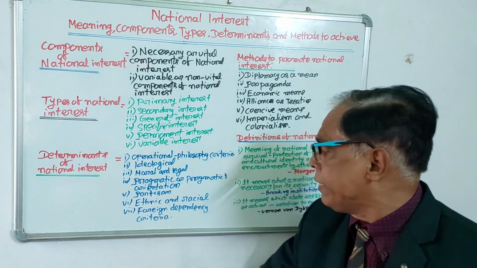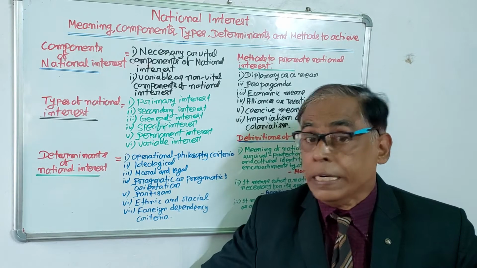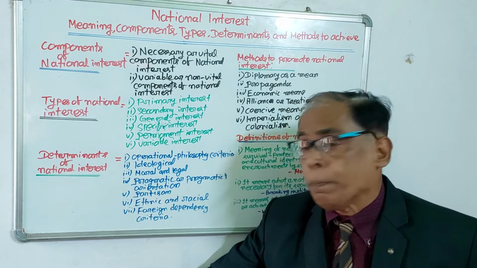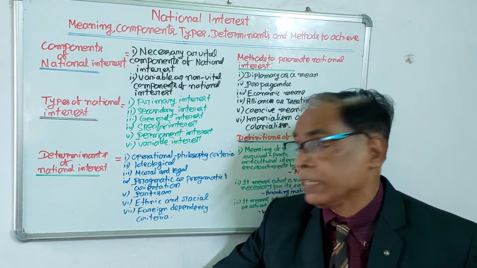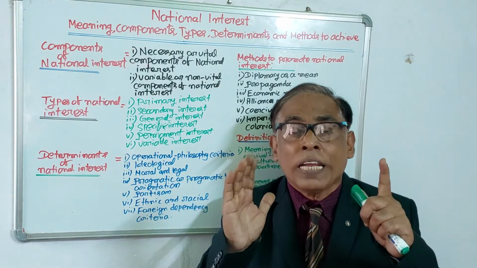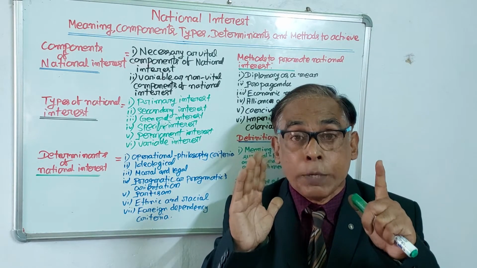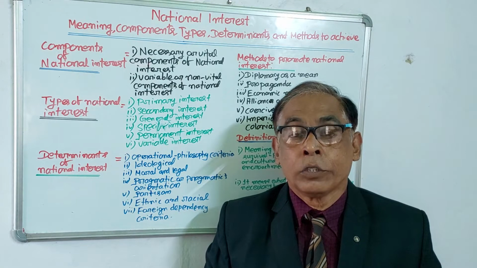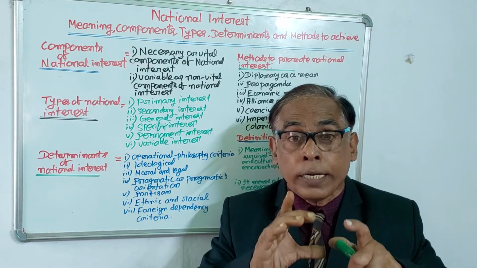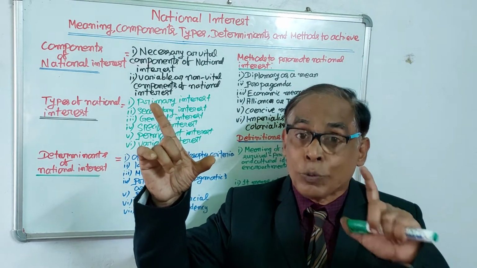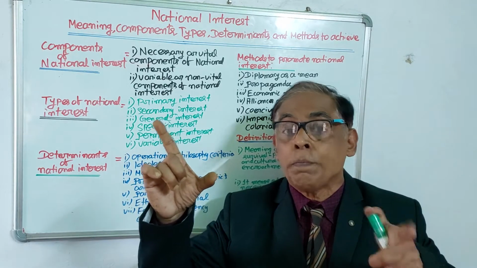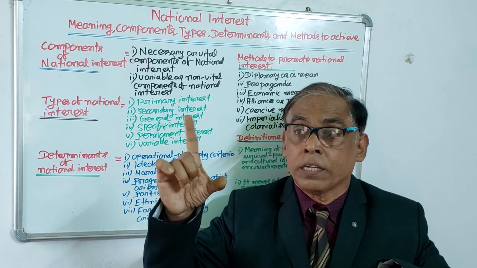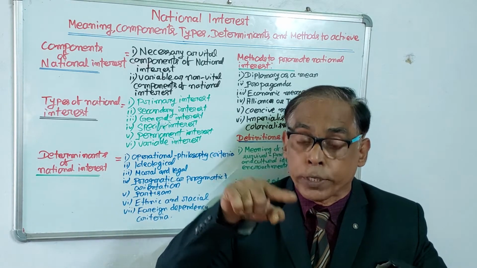Next, foreign dependency criteria. It is also an important determinant of foreign policy. Foreign dependency criteria means sometimes a country is being protected by some other country. So whenever that country will prepare its foreign policy to secure national interest, it must see the interest of that country which is protecting it.